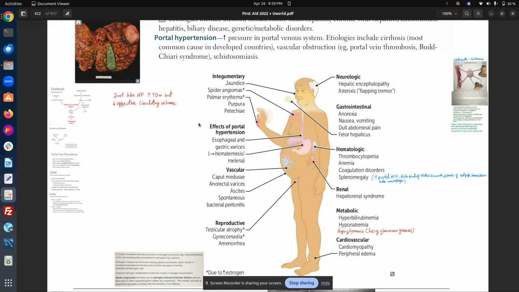Palmar erythema, redness of the palm. Purpura and petechiae because of thrombocytopenia. Okay. Now let's talk about hematologic findings. Thrombocytopenia, anemia, coagulation disorders, and splenomegaly.